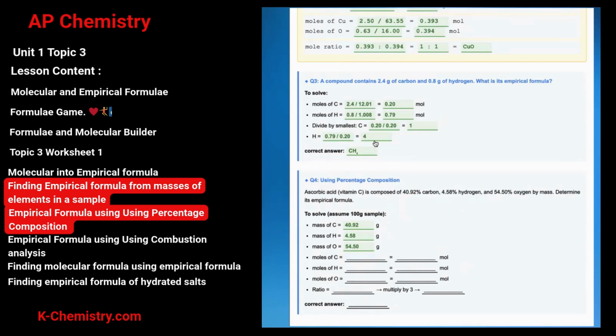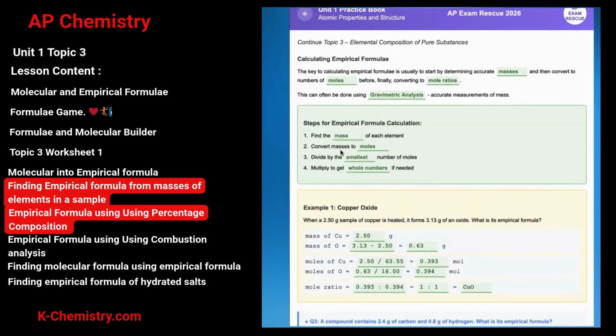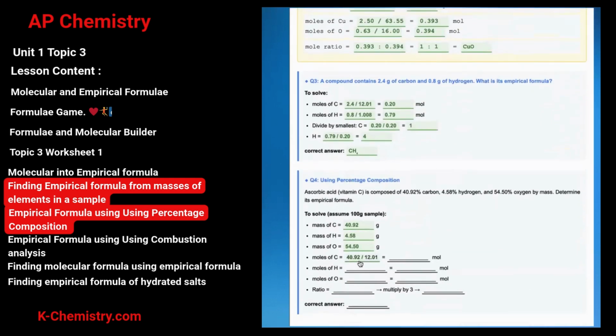Again, the first step is to find the number of moles, then divide by the smallest number of moles. The number of moles here is found by dividing by the molar mass for each one: 12 for carbon, 1 for hydrogen, and 16 for oxygen. So I get the number of moles: 3.407, 4.54, and 3.406. How to find the ratio? We said to divide by the smallest. The smallest is 3.4. So I will get the ratio as 1 to 1.33 to 1.